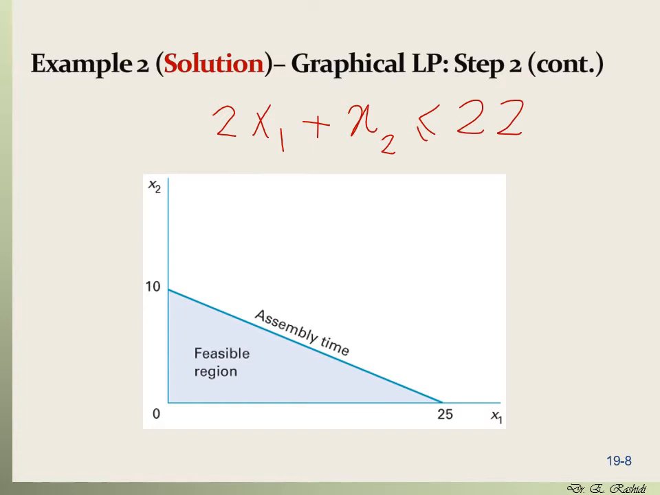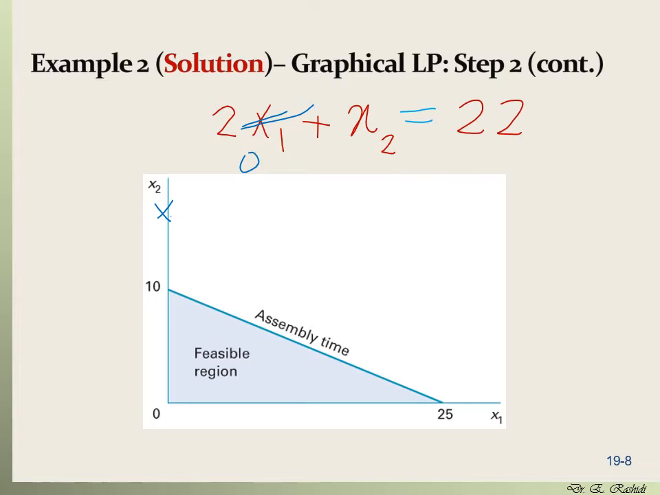So the first step is to change this inequality sign into equality. So we're going to get an equation of a line. Next is to find two points for this line. Generally, we're going to go with the intersection of this line and the two axes. So I'm going to set x1 equal to 0. That means x2 is equal to 22. So x1 equal to 0, x2 equal to 22, somewhere here.